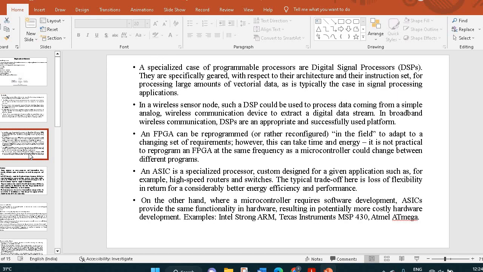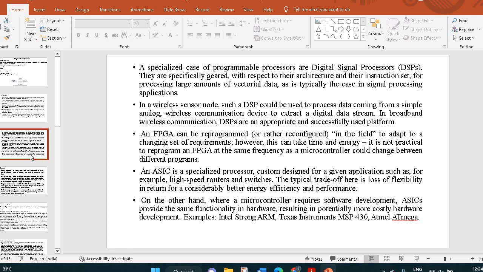A specialized case of programmable processors are digital signal processors, they are specifically geared with respect to their architecture and the instruction set for processing large amounts of vectorial data, as is typically the case in signal processing applications. In a wireless sensor node, such a DSP could be used to process data coming from a simple analog wireless communication device to extract a digital data stream. In broadband wireless communication, DSPs are an appropriate and successfully used platform.